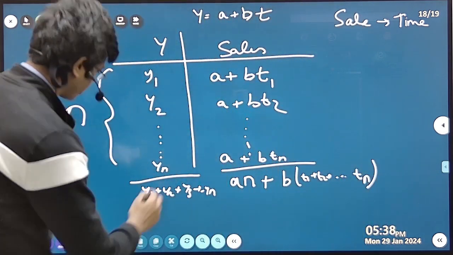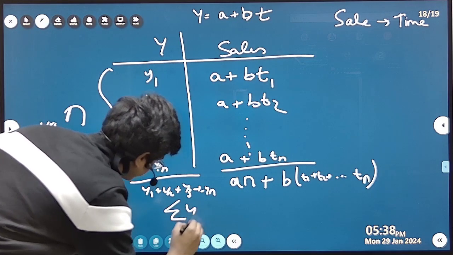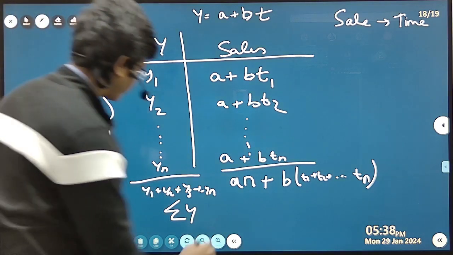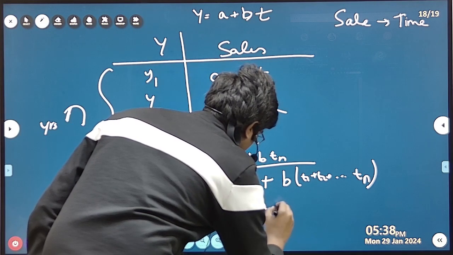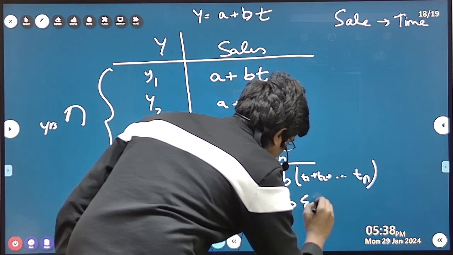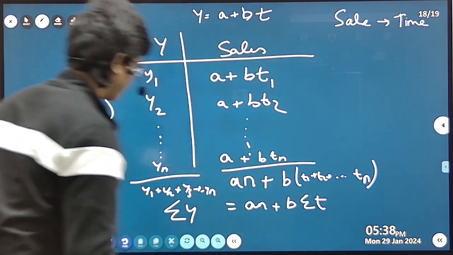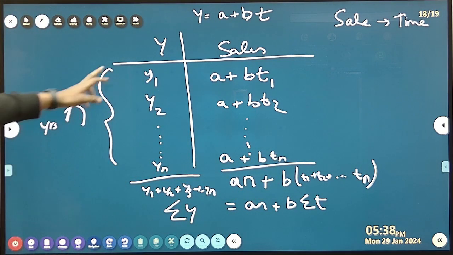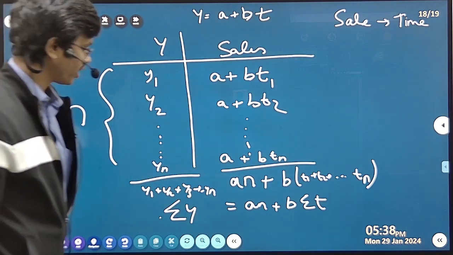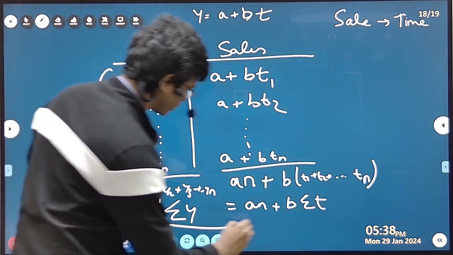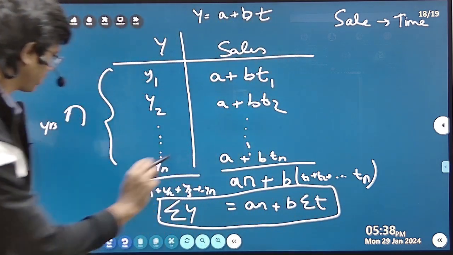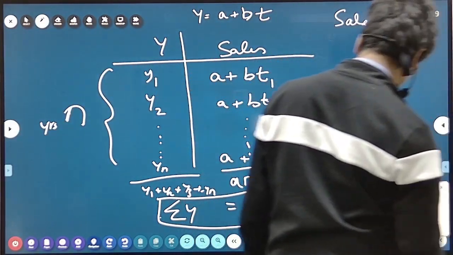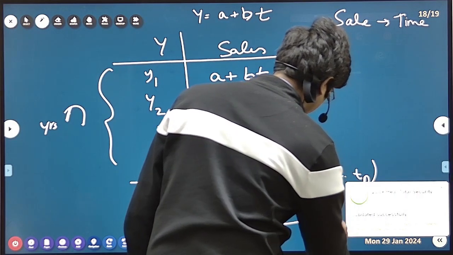Okay, so this you can write as sigma of y. You know what sigma is? Sigma is nothing but a summation. It just represents a summation. Summation of y equal to an plus b sigma t, right? So this is the time. So we are having the deviation of time, and then we have the sales. This is the sum of the sales. Okay, so this is one equation. This is an important equation. Equation 1, okay.